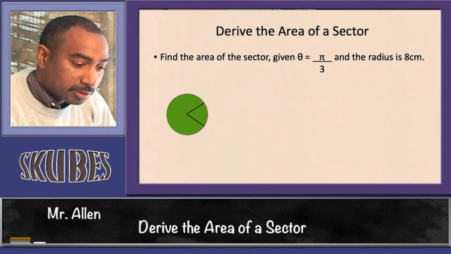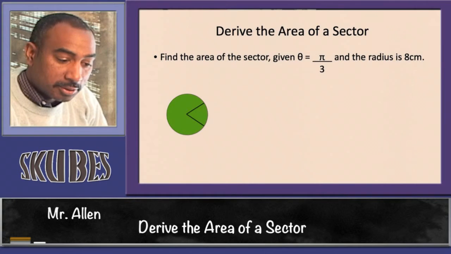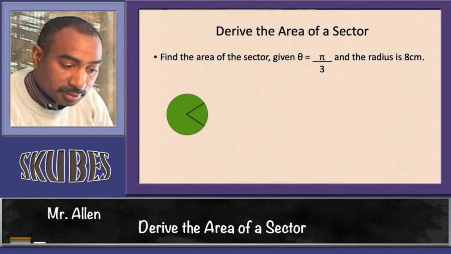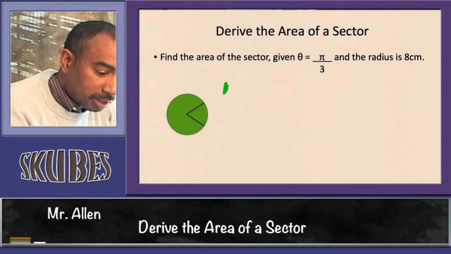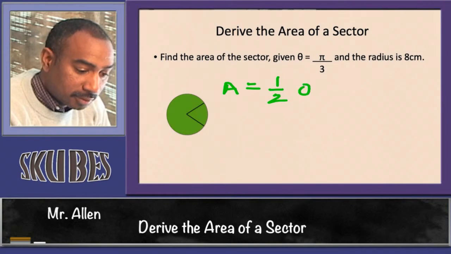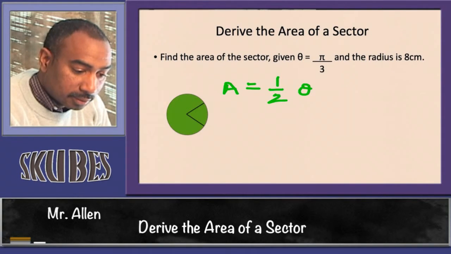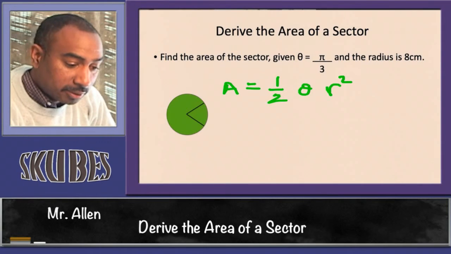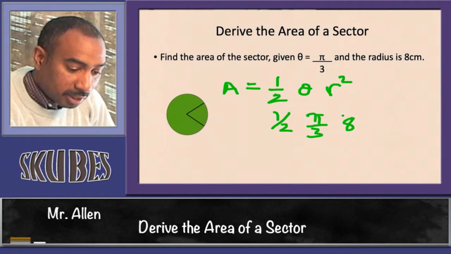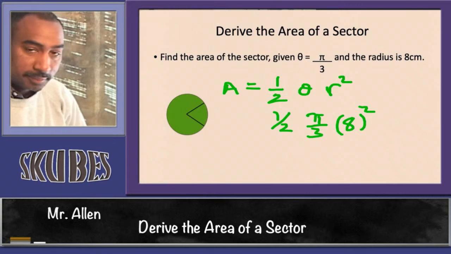Find the area of the sector given the radian pi thirds and the radius is 8 centimeters. So remember, area of the sector equals 1/2 times theta times the radius squared. So you just simply substitute the values. So you have 1/2, theta is pi thirds, and the radius is 8, and you're going to square that.